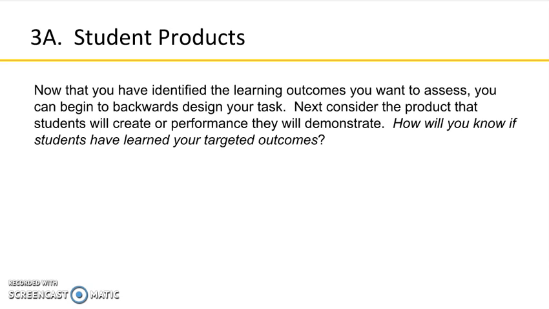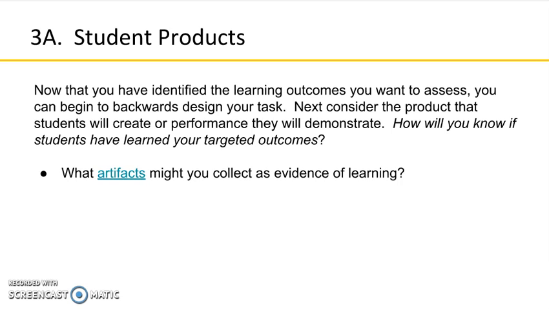So if you think about those outcomes as the ingredients, we're now going to backwards design and say how could those ingredients go together to create something cohesive, the cake or the item or the meal, right? And so some questions to ask myself are, again, what might be the variety of artifacts that you could collect as evidence of learning?